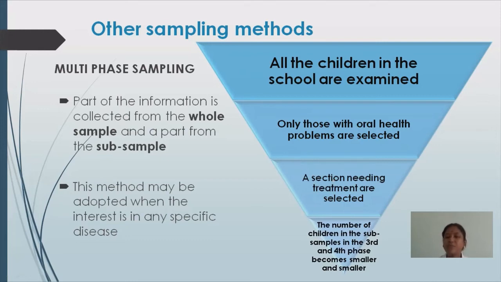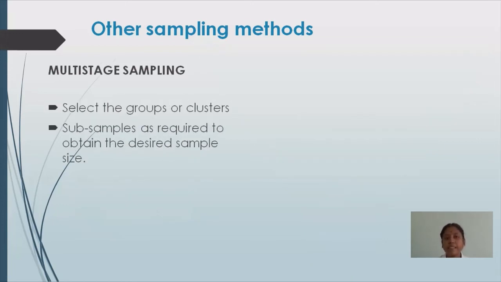So we can see that as the phase continues, the sample size or the number also decreases. So this is an example of multi-phase sampling. So the next is the multi-stage sampling.